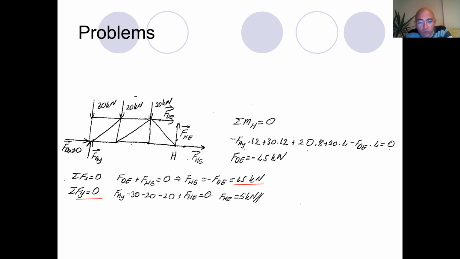This has to be equal to 0. From here, if I put the values into their places, remember that FAY is equal to, let me check the value, FAY is 65. That's okay. And from here, FHE can be found as 5 kilonewtons. So I found all the forces that were asked of me. Certainly, the positive values mean that the member is under tension, and negative value means that it is under compression, because of the choice of the forces.